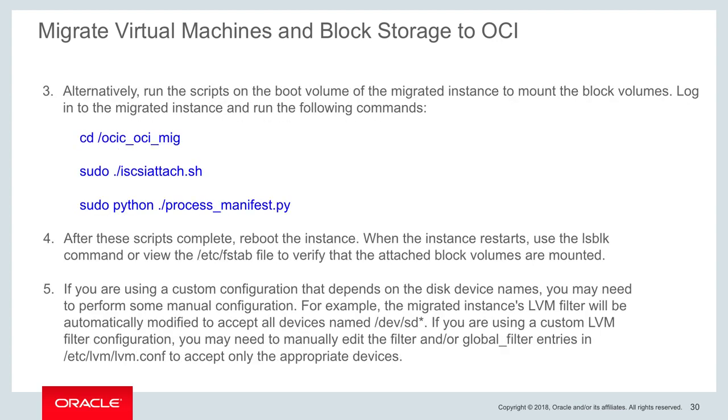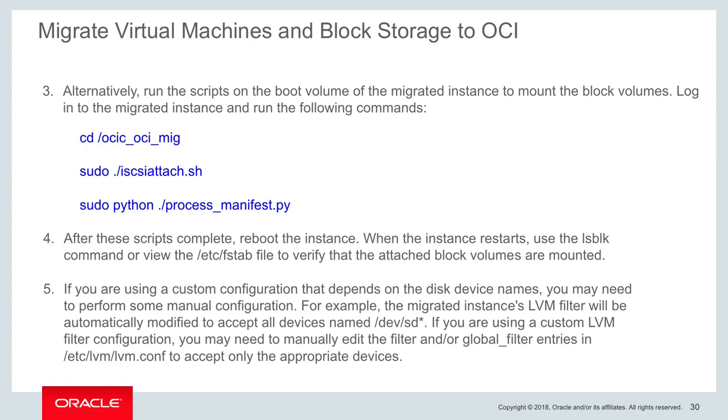You can alternatively run the scripts on the boot volume of the migrated instance to mount the block volumes. Log into each migrated instance and run the following commands: cd /ocic_OCI_make, sudo ./iscsi_attach.sh, sudo python ./process_manifest.py. After the scripts complete, reboot the instance. When the instance restarts, use the lsblk command or view the /etc/fstab file to verify that the attached block volumes are mounted.